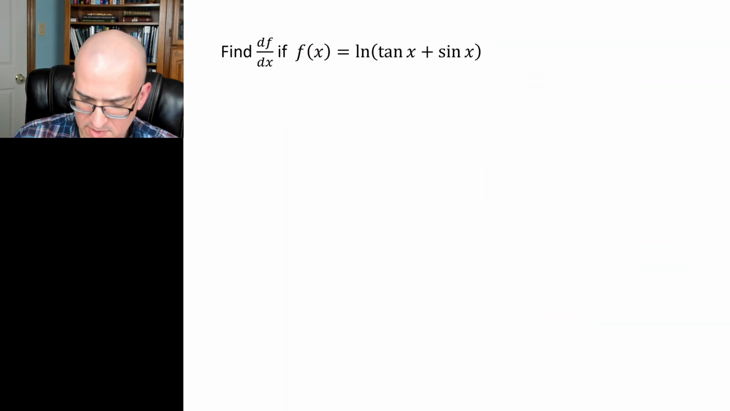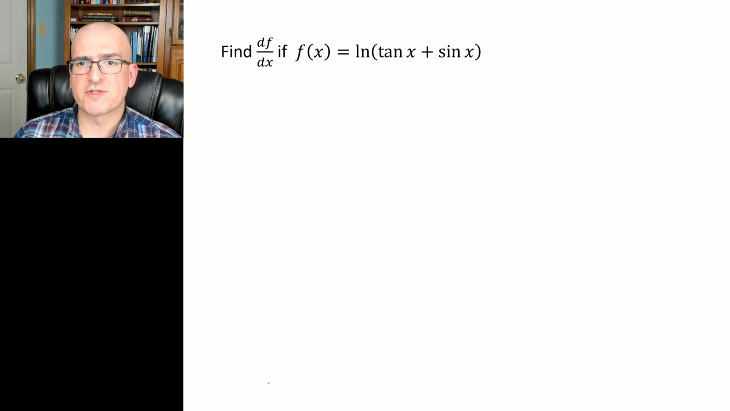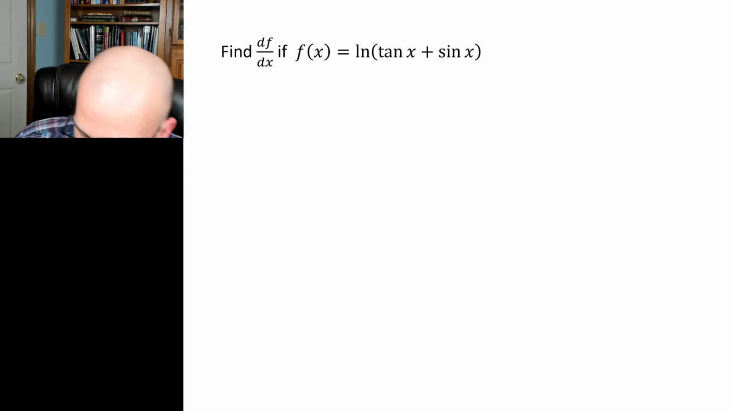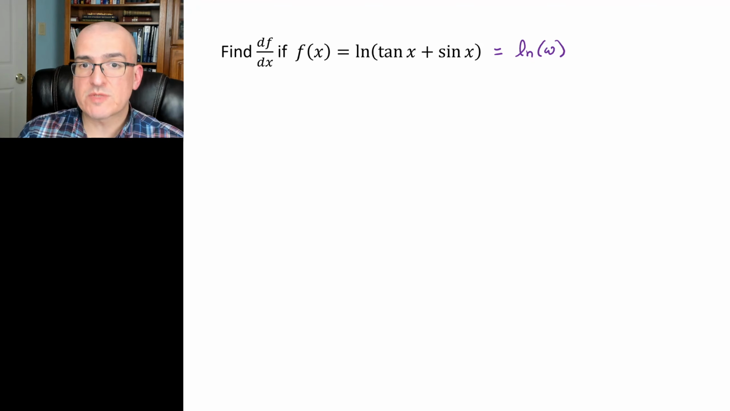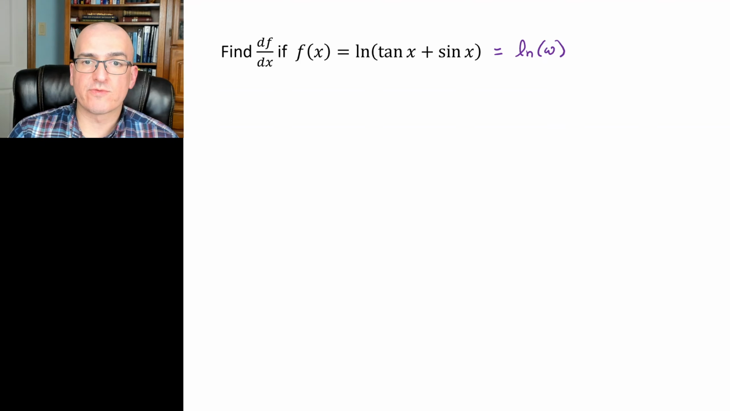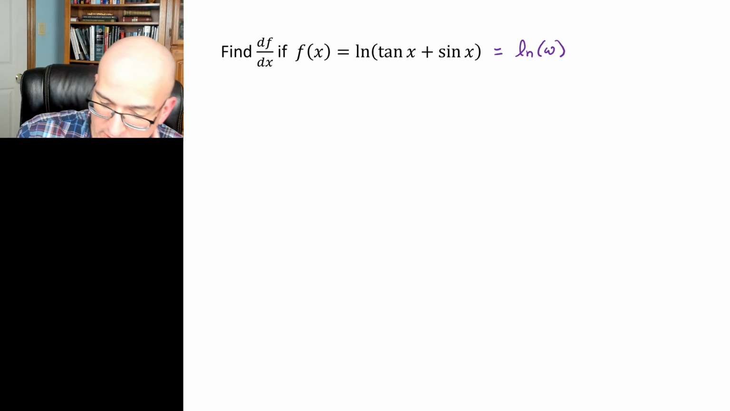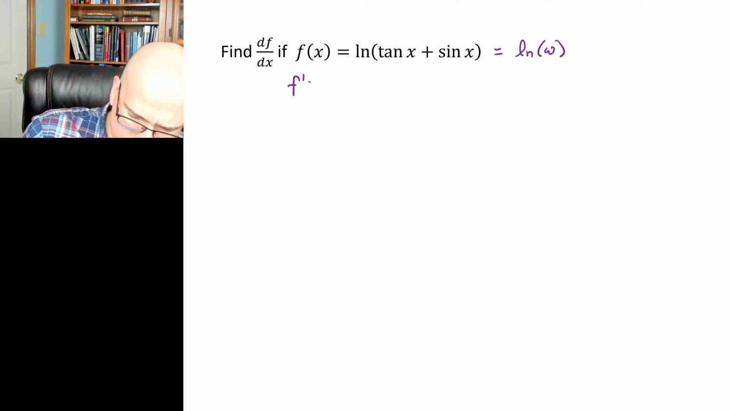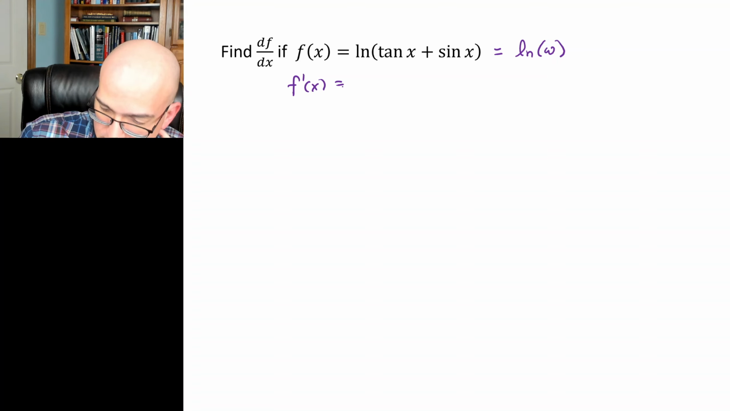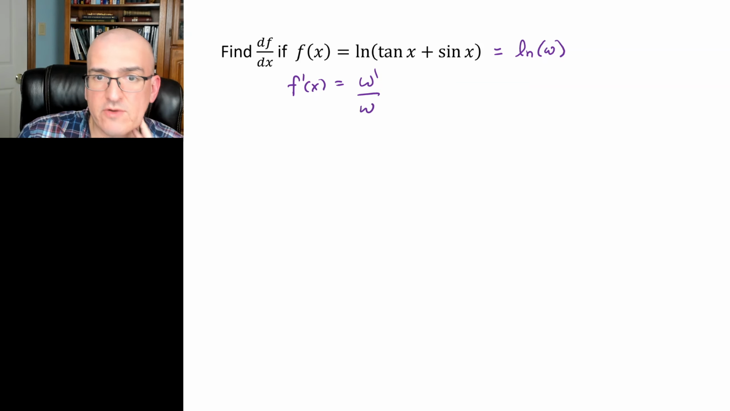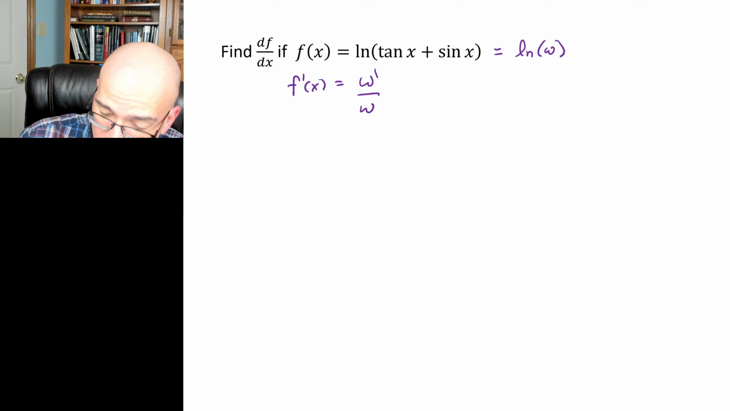Here's another example. This time our trig functions have been plugged into a log function. When we take the derivative, we treat this as a ln of w. So as much as possible, we want to make this look like our old derivative rules and recycle our methods from before. The derivative of ln of w is w prime over w. It's nice to write that, right? No subscript x, no subscript y, at least for a moment.